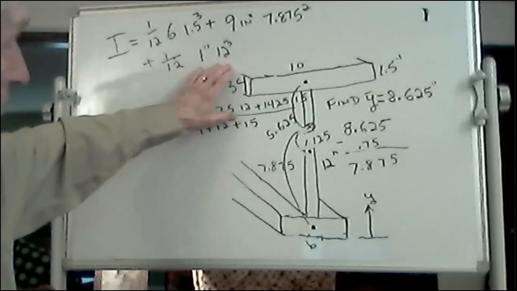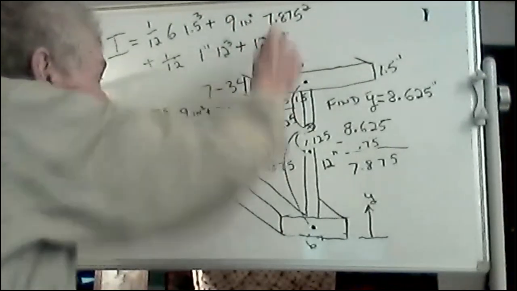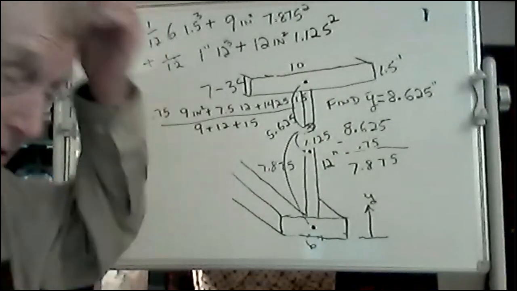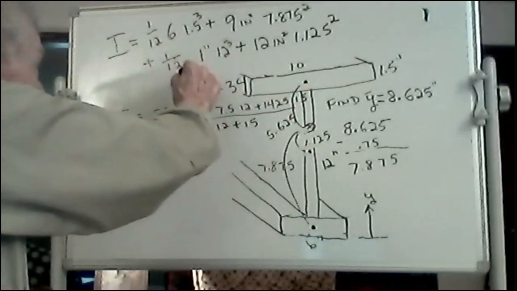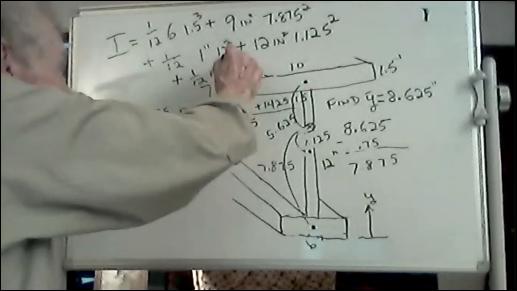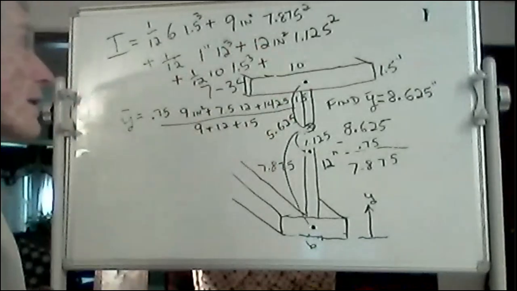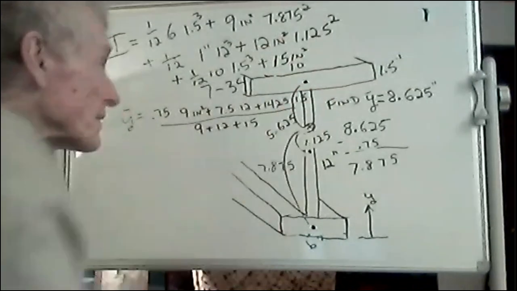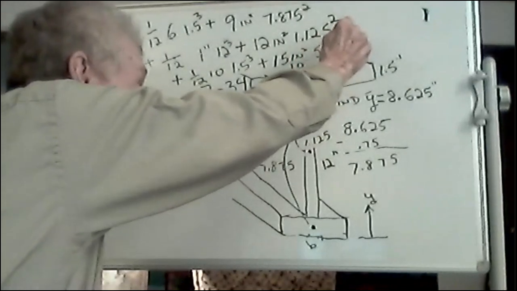1/12 times 1 times 12 cubed, yep, plus 12 square inches times this little distance here squared. Parallel axis theorem. Finally, we have to do the top flange. Here we go. Plus 1/12 times 10 inches times 1.5 inches cubed plus 15 square inches times the 5.625 squared.